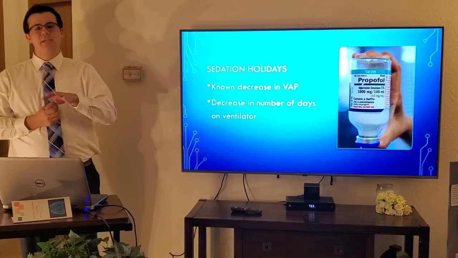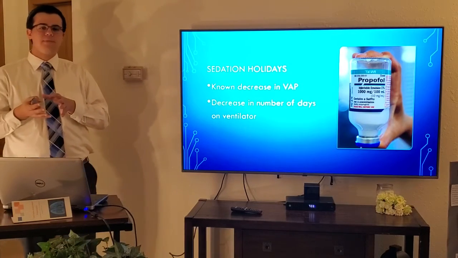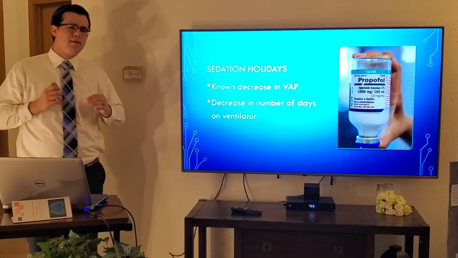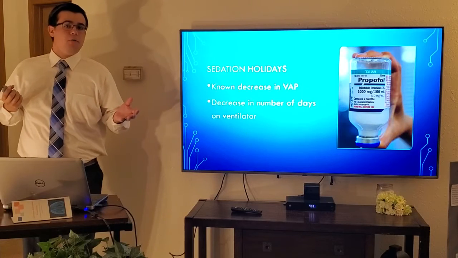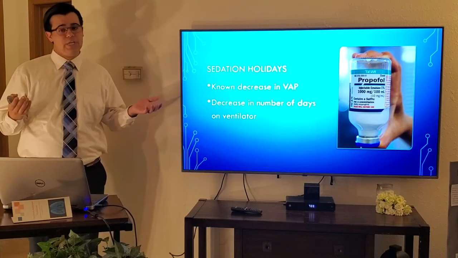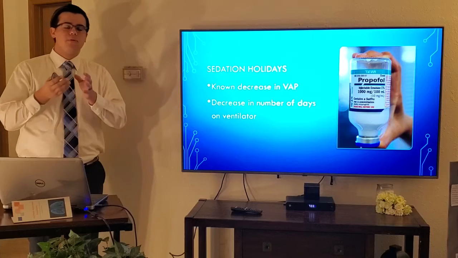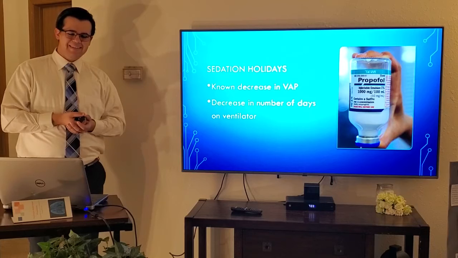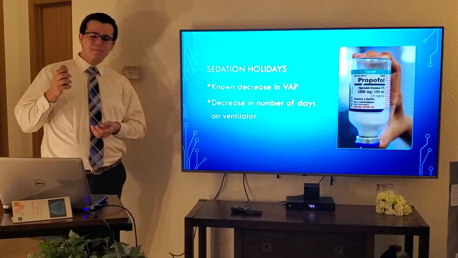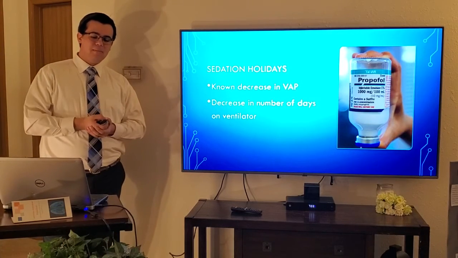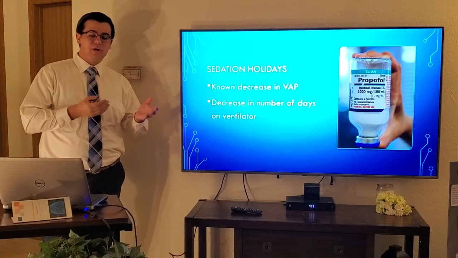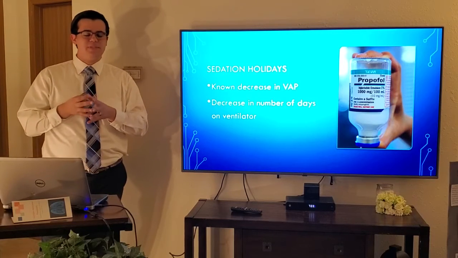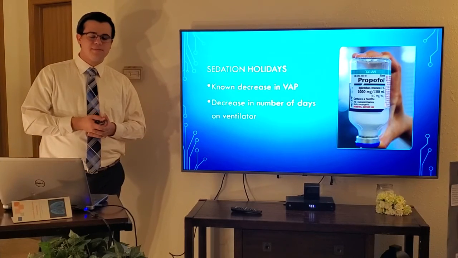But sedation holidays is where you interrupt that amount of sedation that they have so that they just wake up a little bit. Now, it's not all the time. They obviously wouldn't have you off sedation for a long time. They'd put you back on, but you would have a holiday to help with different assessments and such to decrease the incidence of VAP.